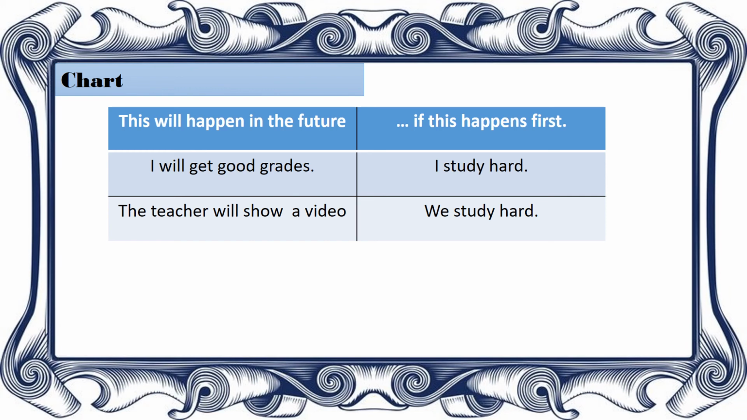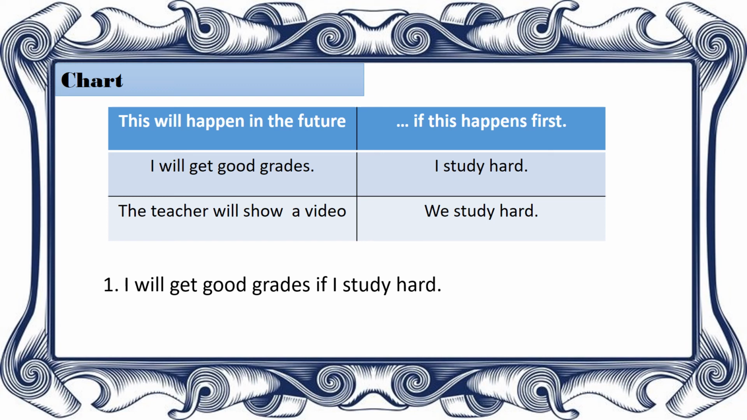So I will get good grades if I study hard. All you need to do is put if here in the middle and erase this period. So that will look like this: I will get good grades if I study hard. So all you did is put the word if and then get rid of the period.